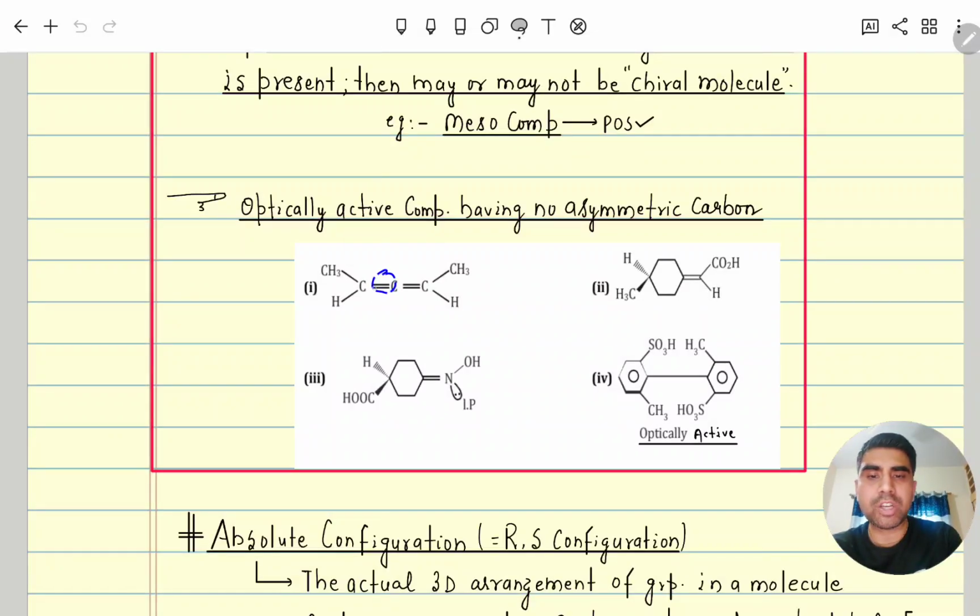Similarly here, instead of one double bond, a ring is there along with that double bond. So again this will be perpendicular, and this one is in plane. So now it has neither a plane of symmetry nor a center of symmetry. Similarly this one also, and here due to steric effect also, it does not have a chiral center, but even so it is optically active because it has neither a plane of symmetry nor a center of symmetry.